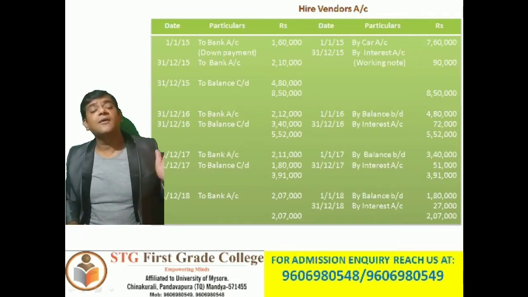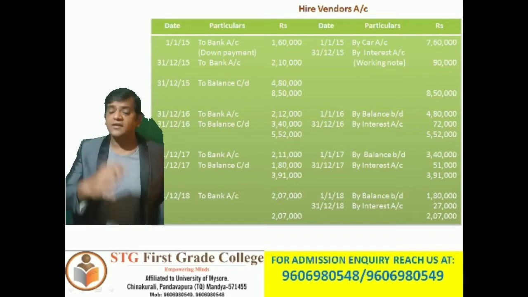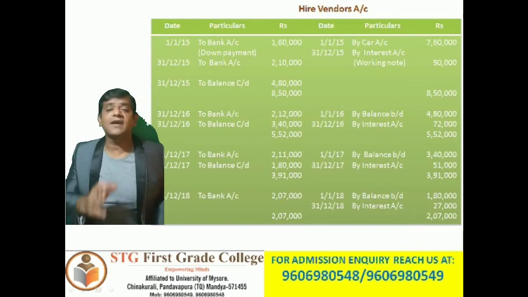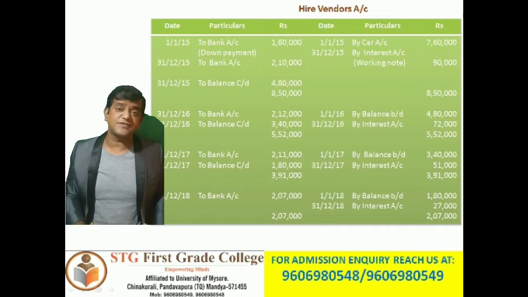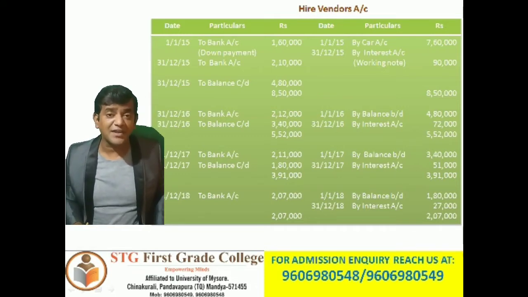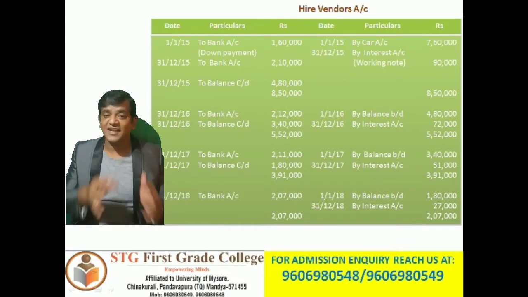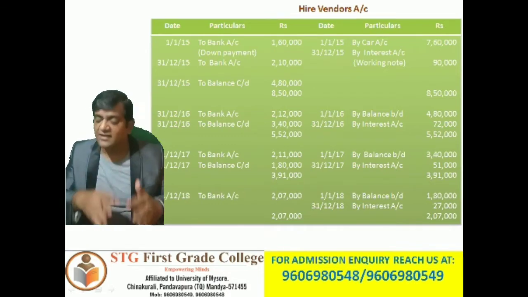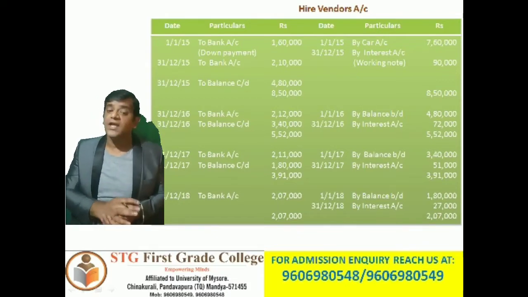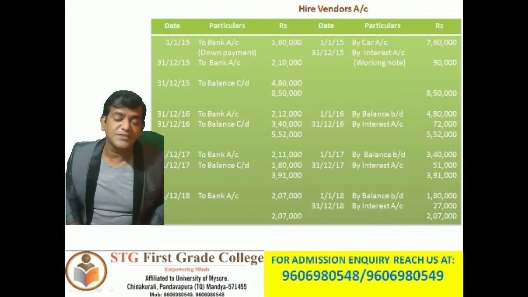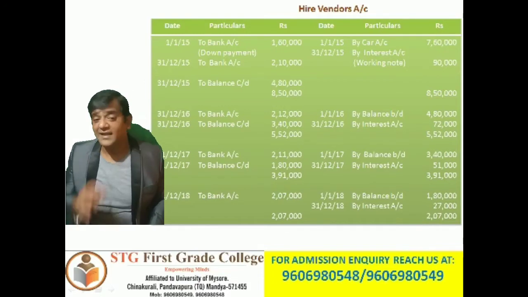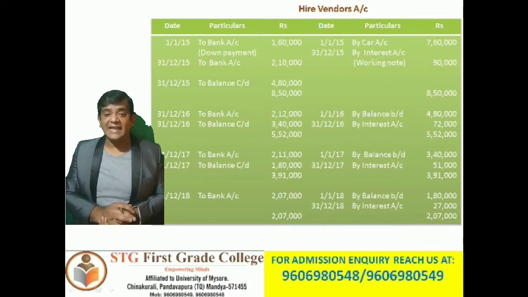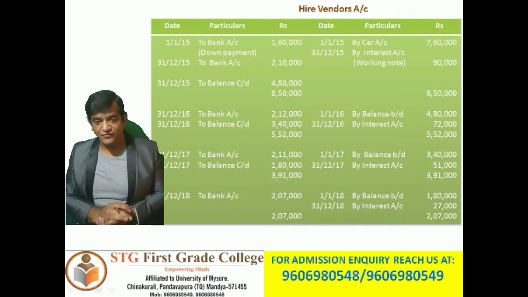Clear? Now come back to the debit side column. 31/12/2015 year end, to bank account. How much? The first year installment amount paid, 2,10,000. Directly put that amount 2,10,000, and with the same date 31/12/2015 to balance carried down. How much is the balance carried down? 4,80,000. That is correct. So now both the side total 8,50,000, 8,50,000.